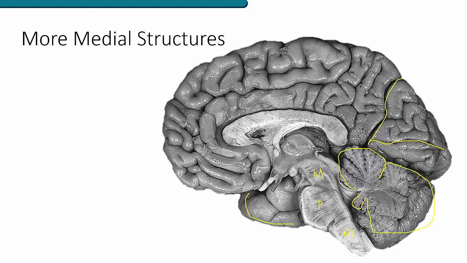Again, thinking about the sulci, we have our cingulate sulcus right here, ending here in the marginal. We can see that cingulate gyrus right here. And of course, as I already mentioned, we have our corpus callosum right here with the different components. We can also see here the thalamus and the hypothalamus.